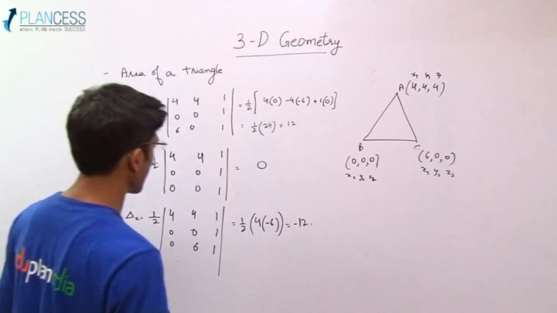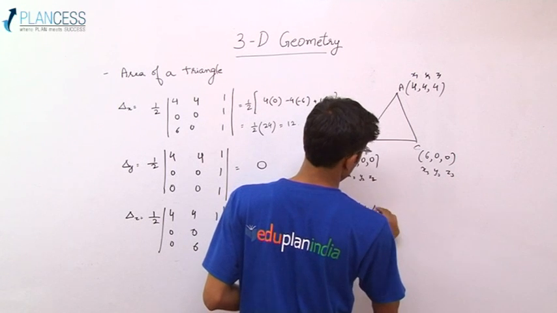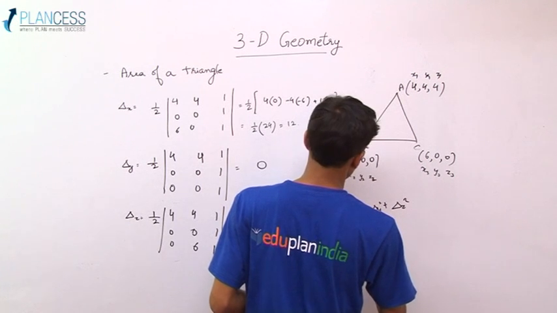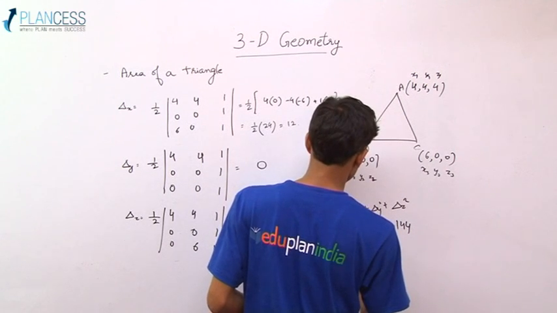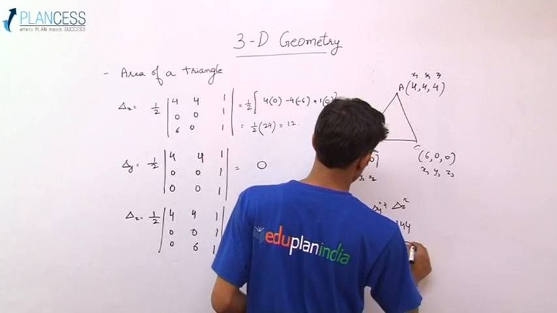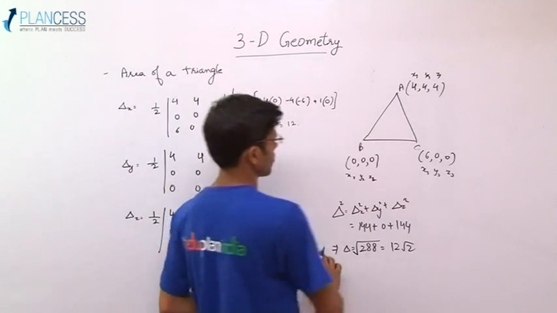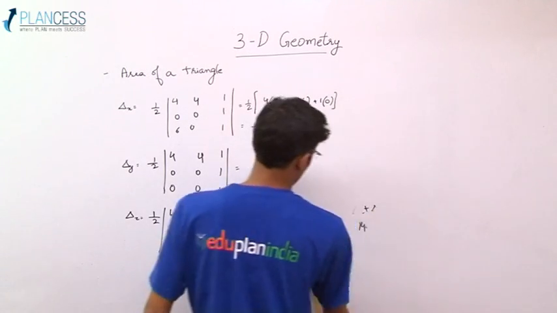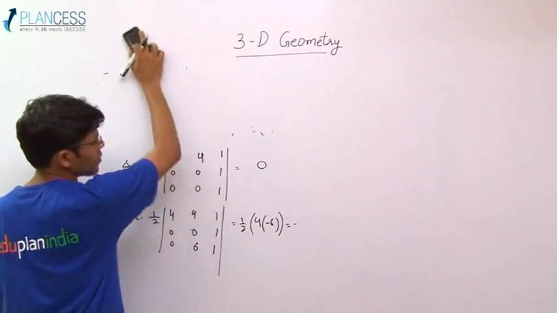So this is delta x, delta y, delta z. Delta square is delta x square plus delta y square plus delta z square, which is 144 plus 0 plus 144. So therefore delta is root 288, which is 12 root 2. So 12 root 2, in square units, is the area of this triangle. Okay. So once we have covered this basic stuff, let's move on to more intricacies of three-dimensional geometry.